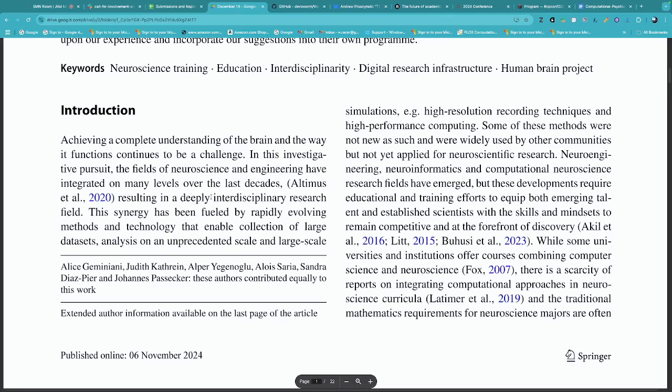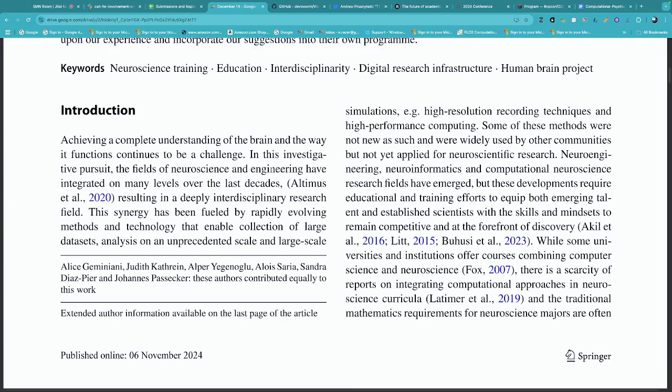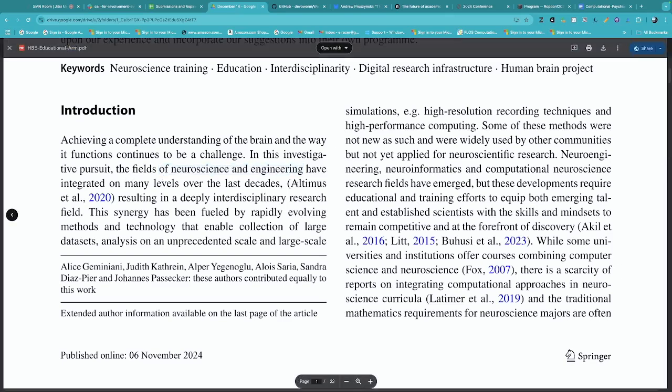A couple words about interdisciplinarity here. In this investigative pursuit, the fields of neuroscience and engineering, these are the two fields that they've defined in their project, have integrated on many levels over the last decades, resulting in deeply interdisciplinary research fields.